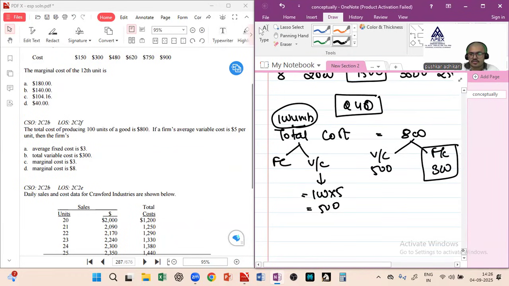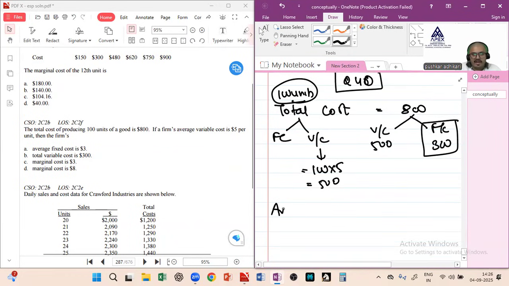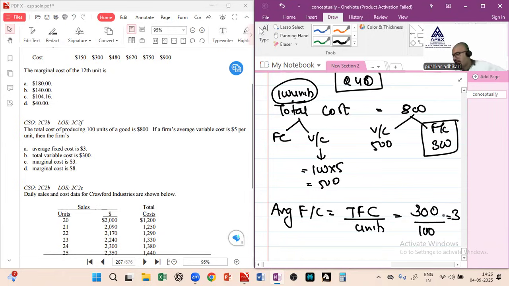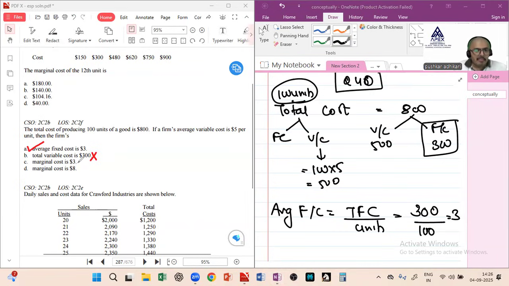Then the firm's average fixed cost is 3. If I have to say average fixed cost, it will be total fixed cost divided by units. Total fixed cost is so far 300. How many units are there? 100. What is the answer? Answer is 3. Yes, that is your answer. Total variable cost is 300. No, the total variable cost is 500. Marginal cost is 3. Marginal cost is 8.